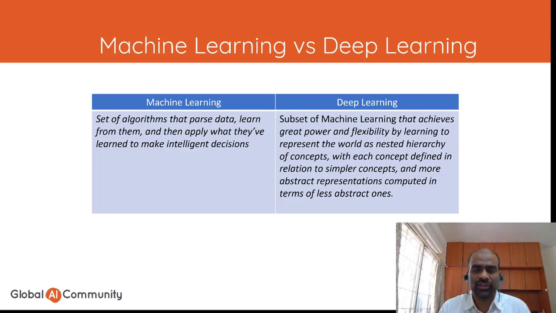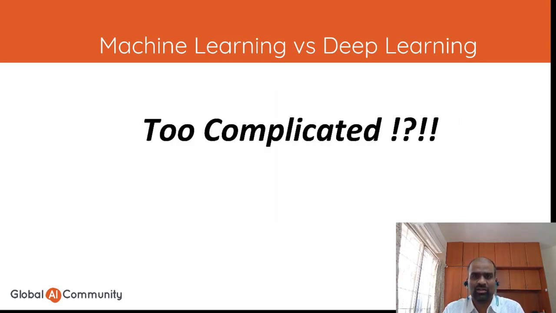Okay. So when you see the slides, one says you can make intelligent decisions, and the other also says the same, but it says it can add more representation computed in terms of less abstract ones. Okay, so that's kind of complicated, right? You don't understand. It's too complicated, correct? Okay. So it's pretty complicated.